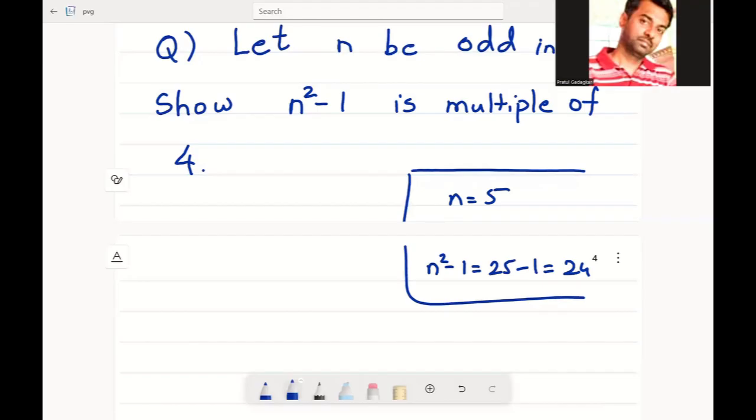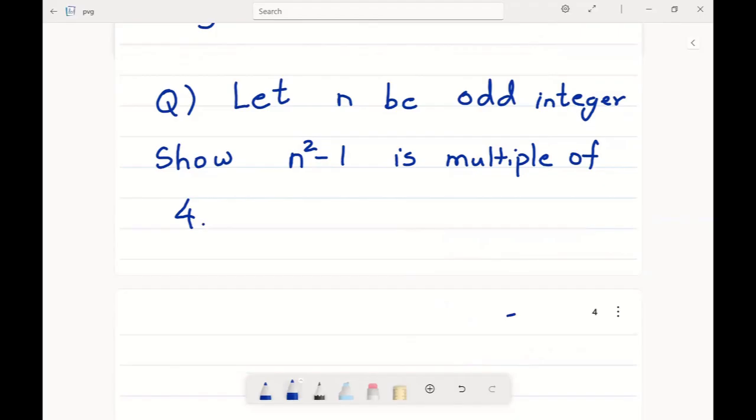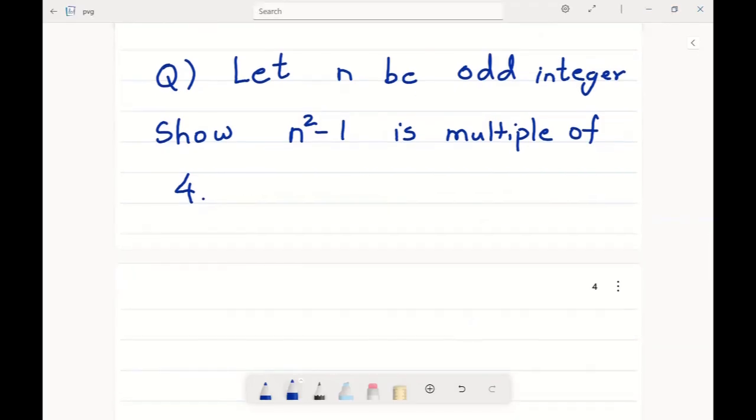So if you do this for any odd number, take the square of that number and subtract 1, then you will understand that n squared minus 1 will always be a multiple of 4. In fact, we will go much ahead of this and try to prove that it is not only a multiple of 4, but a multiple of 8 also. That will be some next exercise. So let's try to do this elementary part first. So let me write the solution.